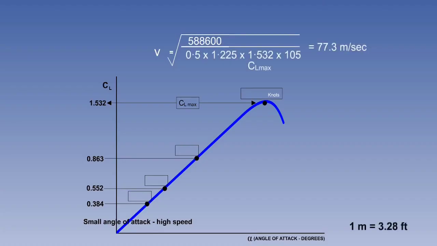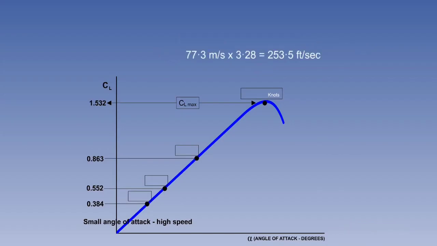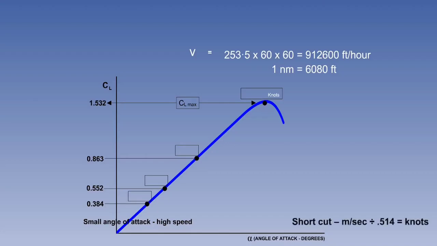When the calculation is done, the answer comes out as 77.3 meters per second. We need this speed in knots, so we multiply it by 3.28, which is feet per meter, giving 253.5 feet per second. To convert this to knots, we need to make it into feet per hour, which is 912,600, and then divide by the number of feet per nautical mile, 6,080. Giving the final answer 150 knots.